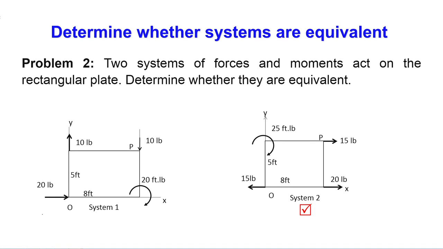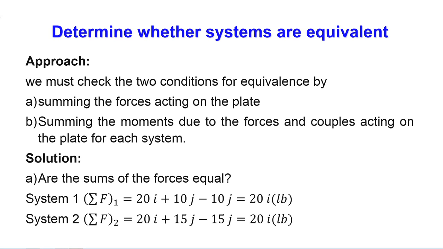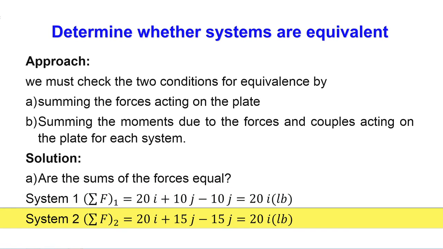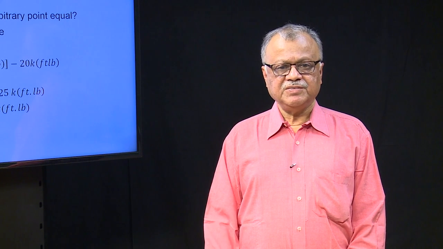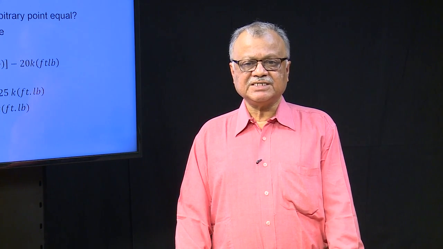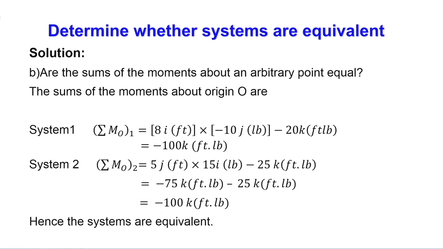35 minus 15 equals 20 pound in the positive direction. So, let us see these two systems. Here we see that for system 1 it is 20 pound and system 2 also 20 pound, in the i direction. So, they are the same.